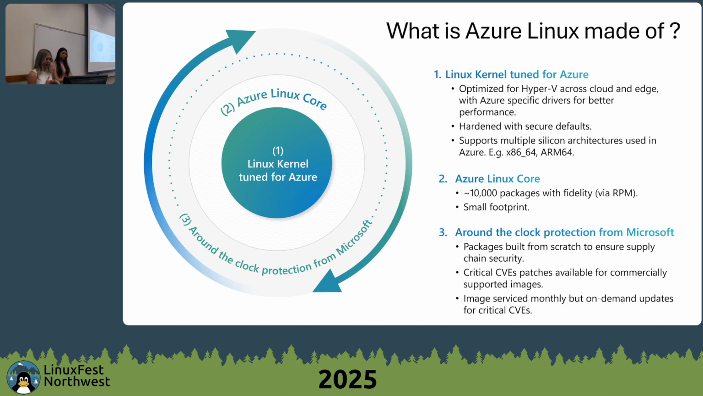And then on top of the kernel, Azure Linux builds, it says 10,000, I think it's getting closer to 15,000 packages that are available on packages.microsoft.com. We'll link to that at the end of the deck, but that's our package repository. And I will note here that Azure Linux is an RPM-based distribution, and it's not a direct fork of any other existing Linux distribution.